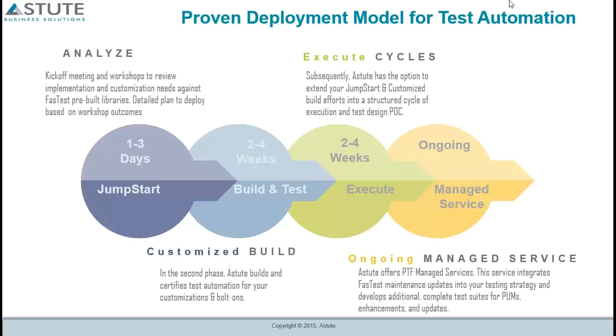The build and test, the customized build, is typically 2 to 4 weeks, and here's what we do in this phase. And you can do this yourselves, or you can have Astute come in and help you with that process.